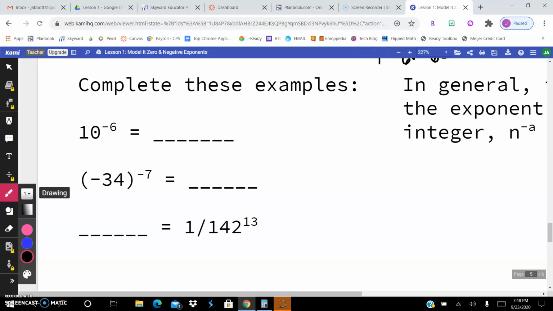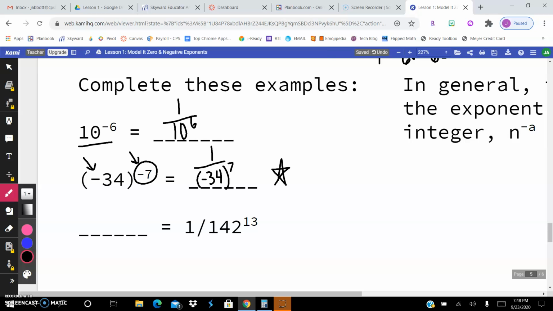10 to the negative 6, automatically see negative exponent, so I'm going to put 1 over, and then this is going to go at the bottom with a positive exponent. Same thing here, negative 34 to the negative 7th, I see a negative exponent. I don't care that this is negative here, I'm only caring about the exponent. So negative exponent, automatically make a fraction. That negative 34 will stay negative, but the 7, the exponent, is what becomes positive. So this is a very important one here. Make sure you pay attention to that. Only the negative on the exponent disappears.